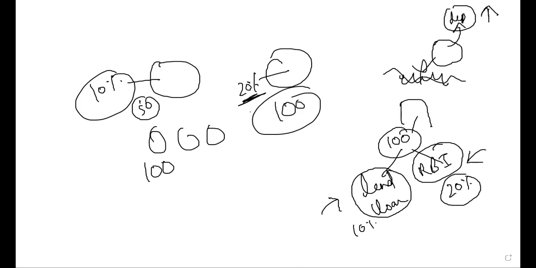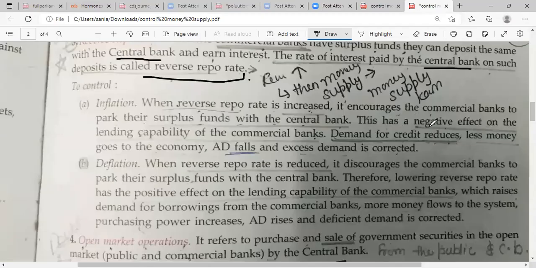Yes, ma'am. Okay. So basically this has a negative effect on the lending capacity of the commercial bank. Now the commercial bank is not giving money as a loan, right? And now demand for credit reduces. As he is not giving the loans, nobody will ask. Less money goes to the economy because the central bank is not giving loans, and because of this aggregate demand falls and excess demand is corrected. Clear?